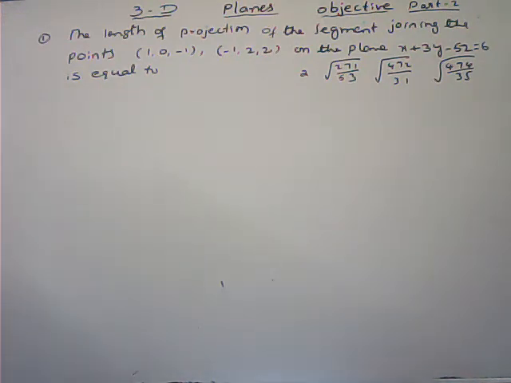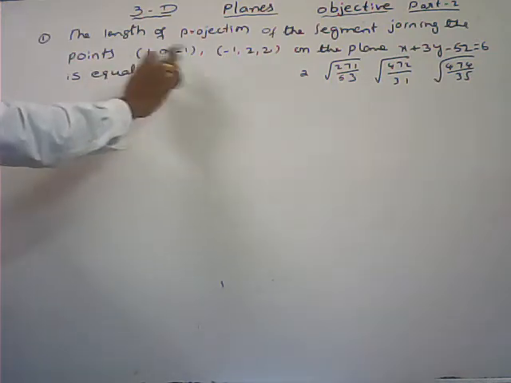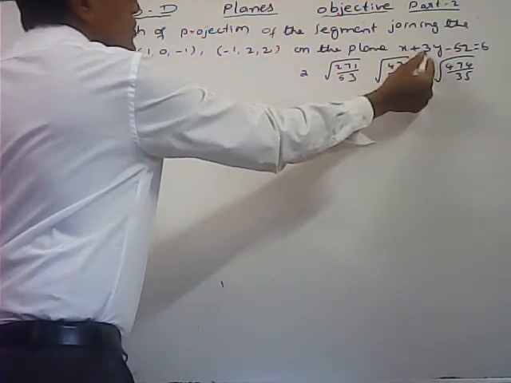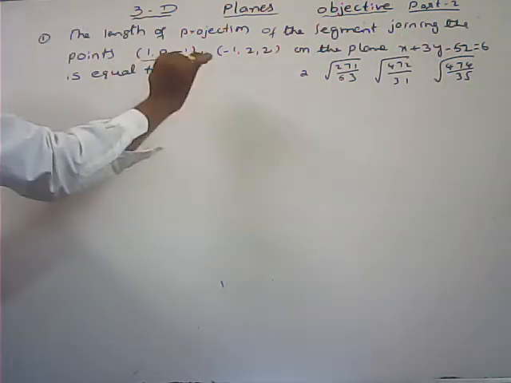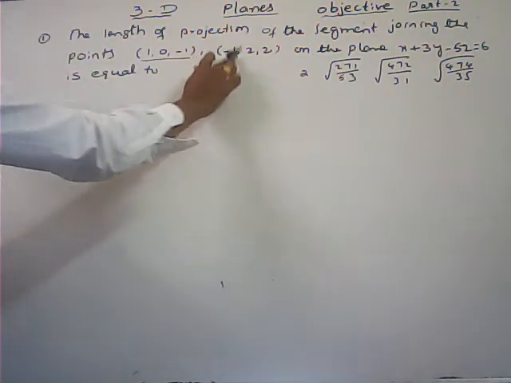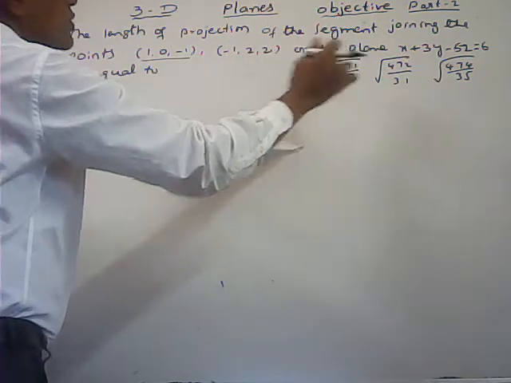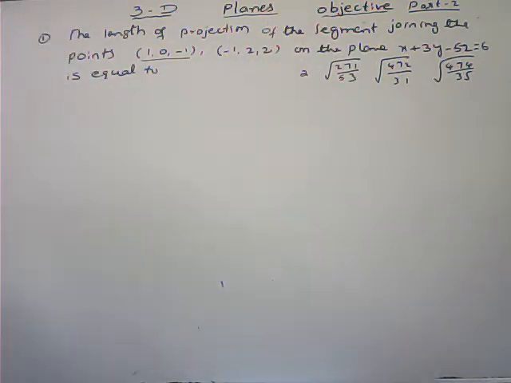The length of the projection of the segment joining the points (1, 0, -1) and (-1, 2, 2) on the plane x + 3y - 5z = 6 is equal to? By observing, (1, 0, -1) gives 1 + 0 + 5 = 6, so this point lies on the plane. If you observe (-1, 2, 2), it does not satisfy the equation, so that one doesn't lie on the plane.